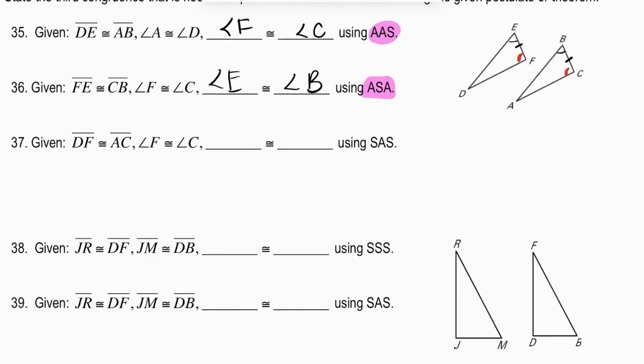All right, 37. We're given that DF is congruent to AC, angle F is congruent to angle C. We are trying to do side angle side, which means we need another side, and we need to make our angle an included angle. So we want the sides adjacent to it. So we want EF is congruent to BC.